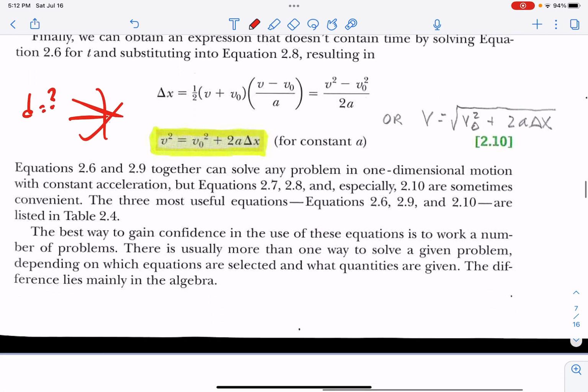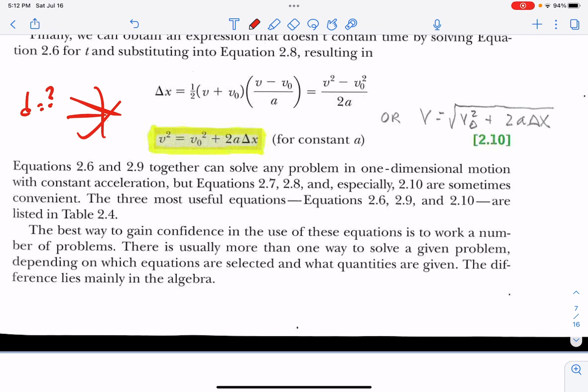In any case, some books will write this equation this way. Some books will write the equation this way. The point being, again, if your initial velocity is 0, then v squared equals 2 times acceleration times change in displacement. What did I say? Oh, I'm sorry, my mistake. I did not mean to say this displacement is a mystery. I meant to say that time is something we don't know. Time is something we don't know in this equation.